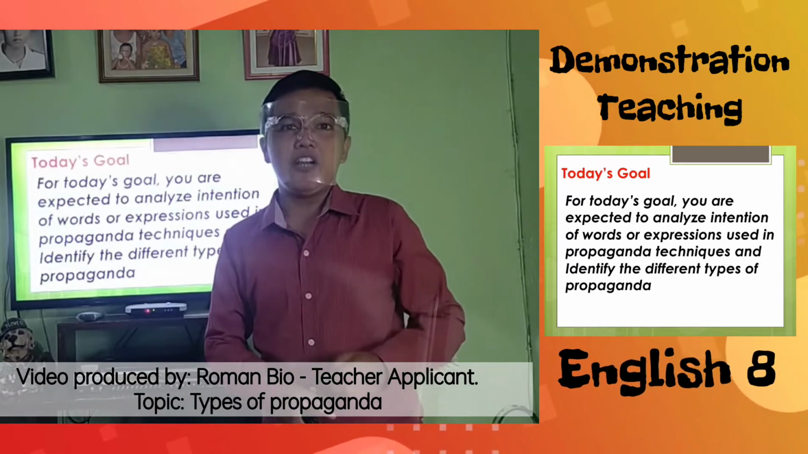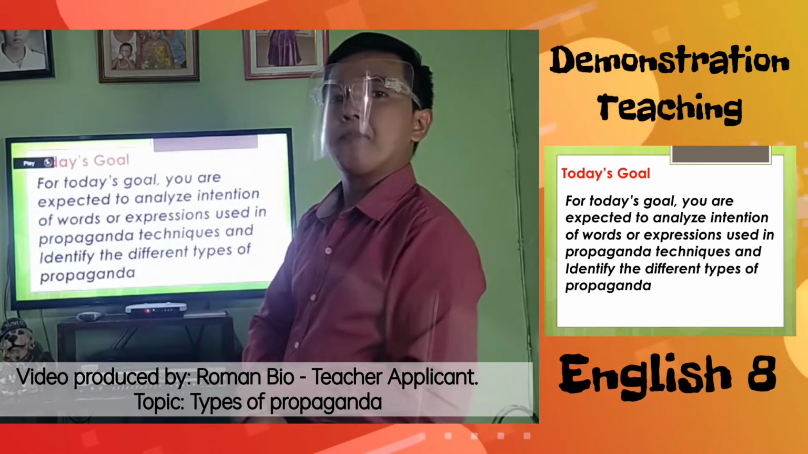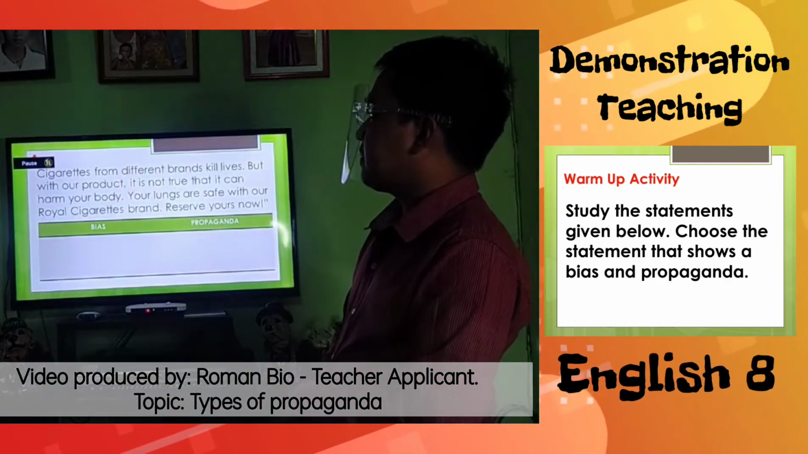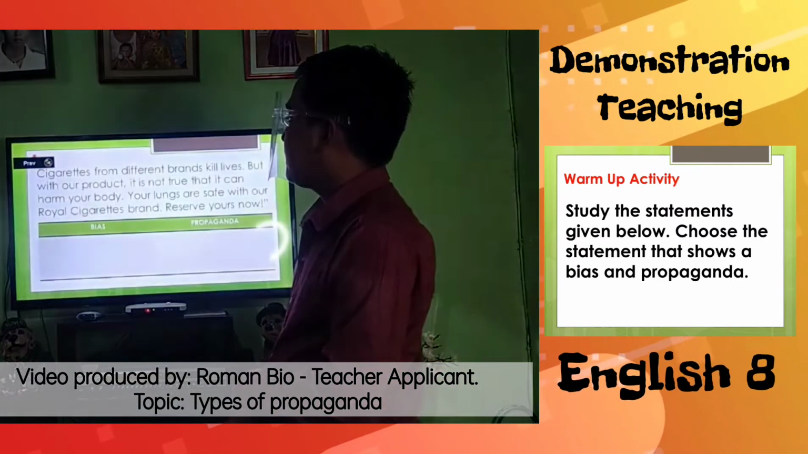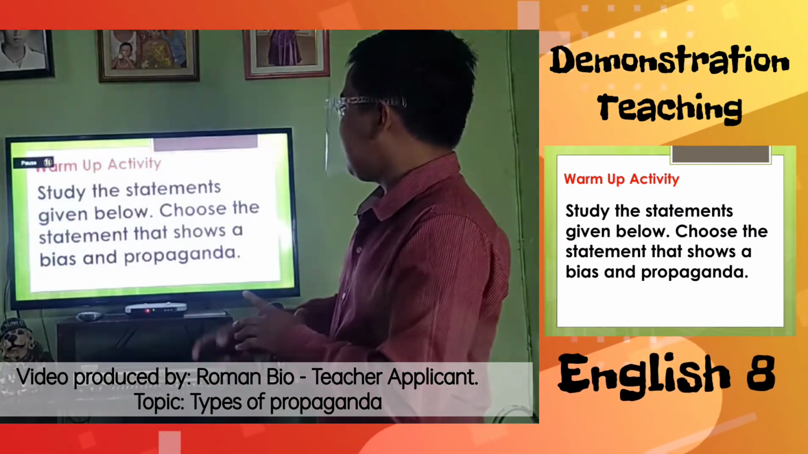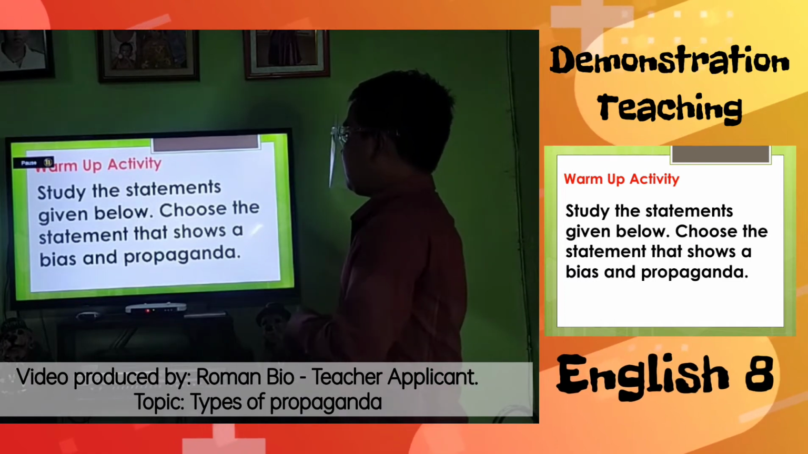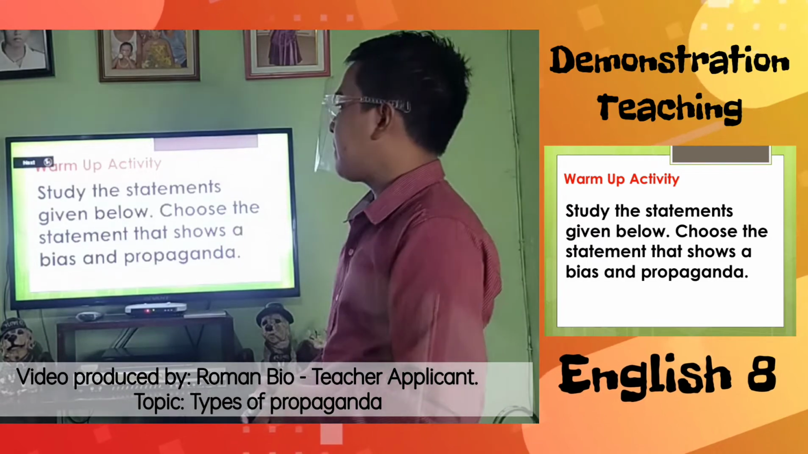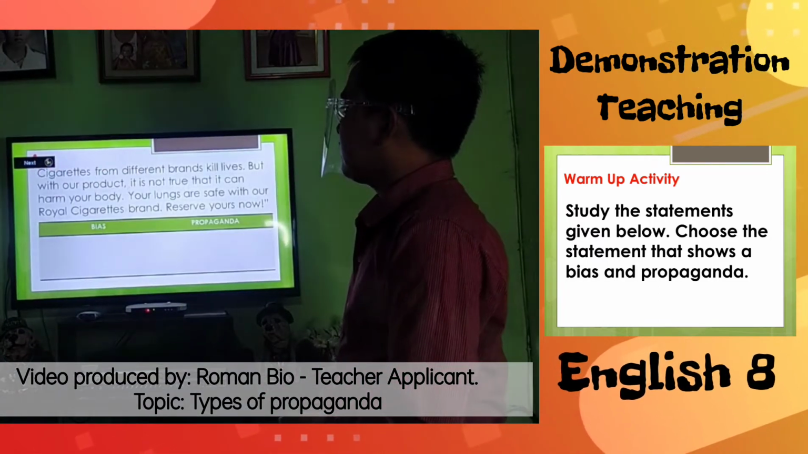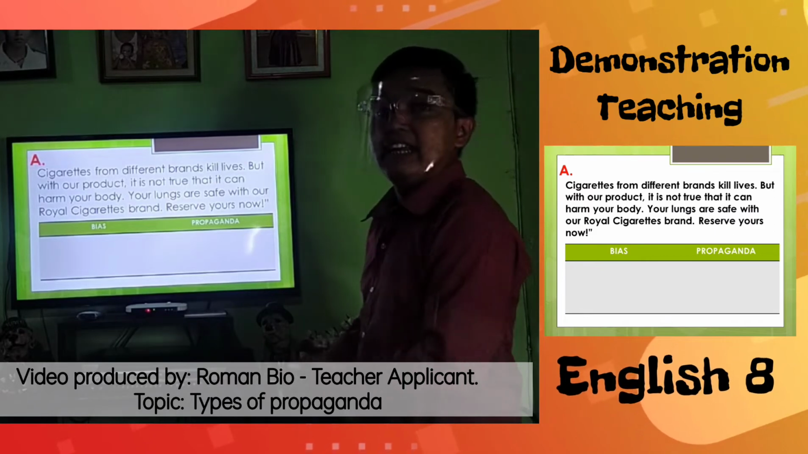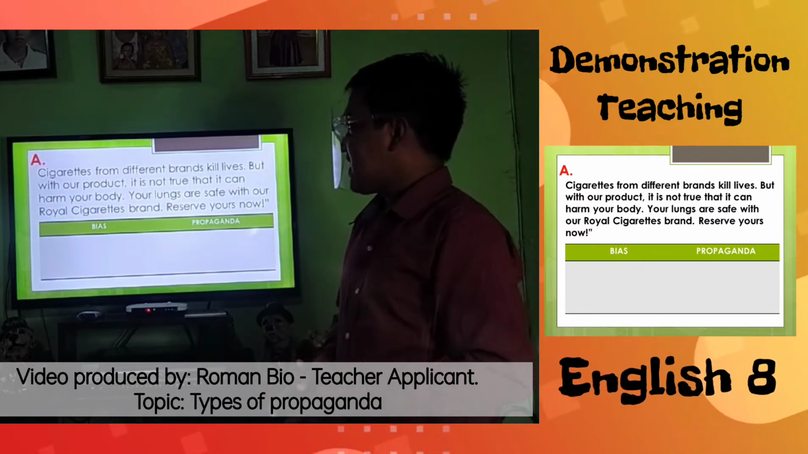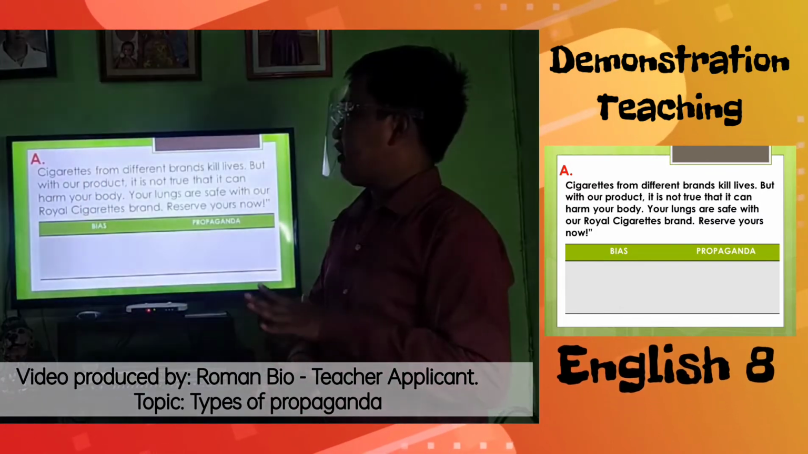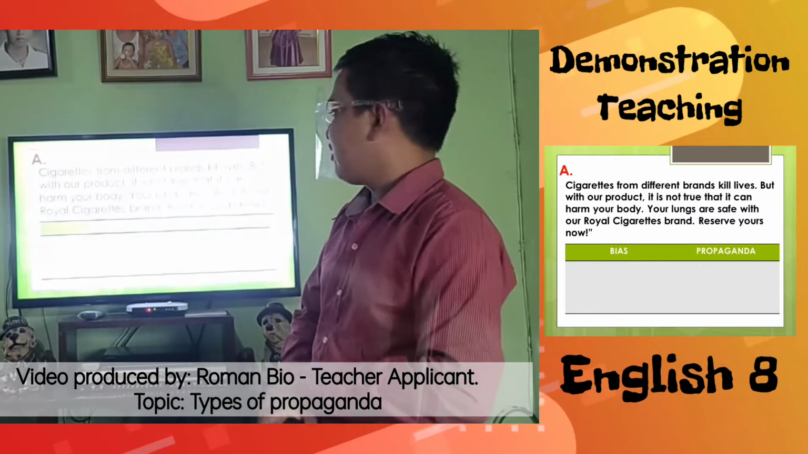So let's start our discussion by answering this activity again. In the next slide. Okay, so study the statements given below. Choose the statement that shows a bias and propaganda. For number 1, cigarettes from different brands will kill lives. But with our product, it is not true that it can harm your body. Your lungs are safe with our Royal Cigarettes brand. Reserve yours now.